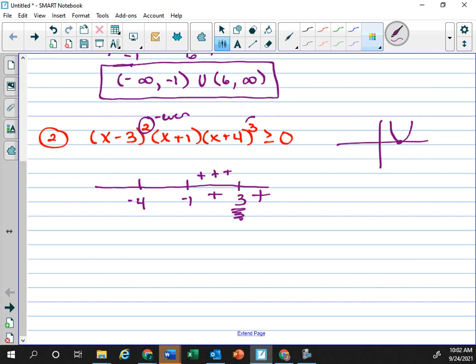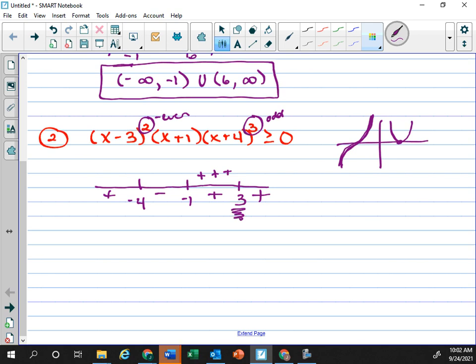Odd multiplicity doesn't really matter with your number line, because if it was negative, it goes to positive. Like, yes, it's an inflection point, but from a number line standpoint, it doesn't really mean anything. So once I've dealt with the even multiplicity, I know my number line will alternate after that.